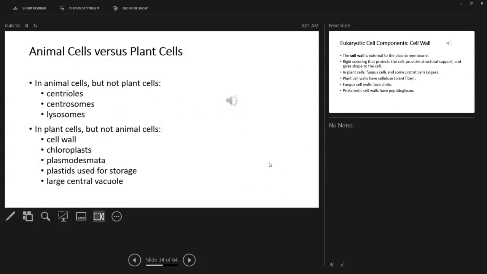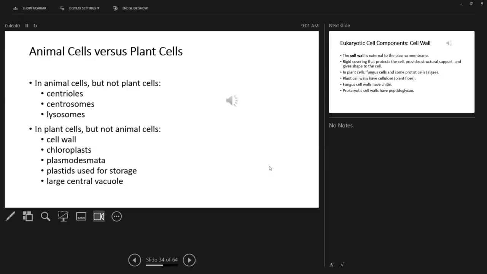Okay, comparing plant and animal cells. Both plant and animal cells share a lot of the same organelles. They both have mitochondria and endoplasmic reticulum and Golgi, but lysosomes are only in animal cells, not plants.